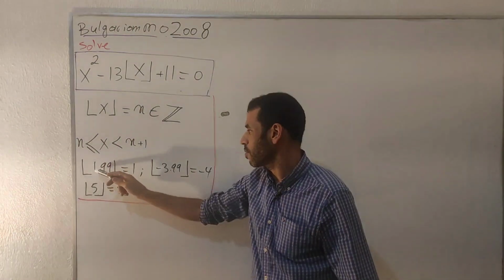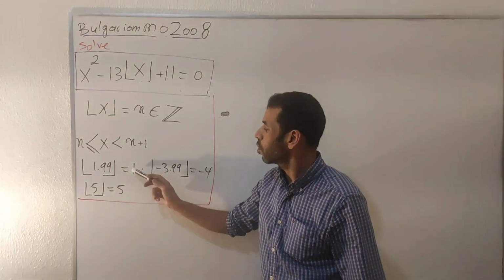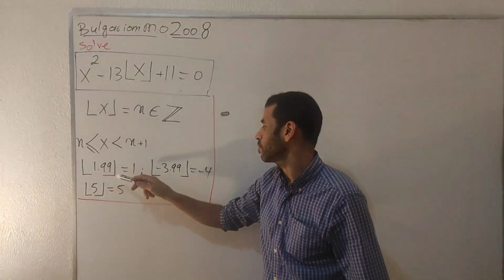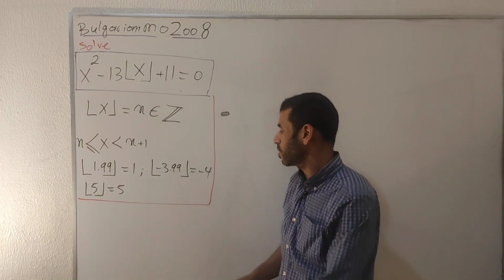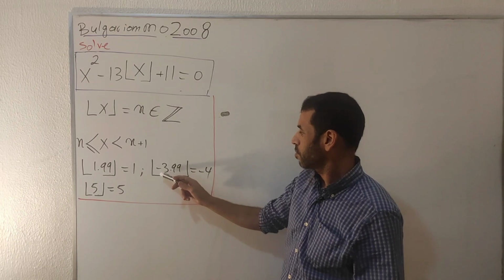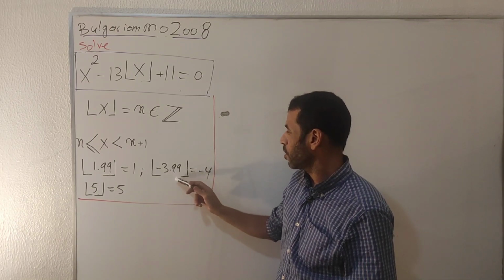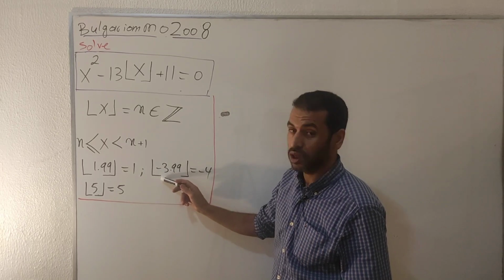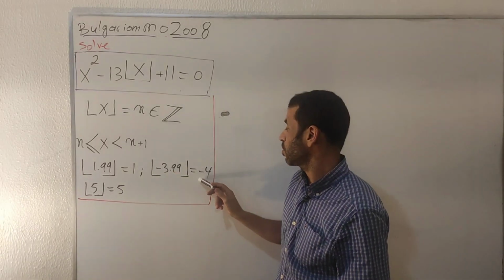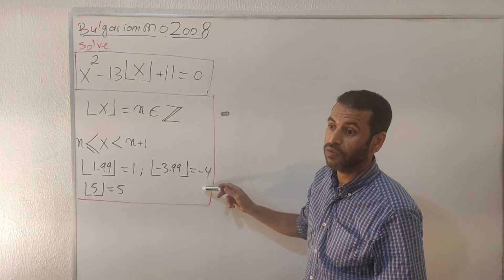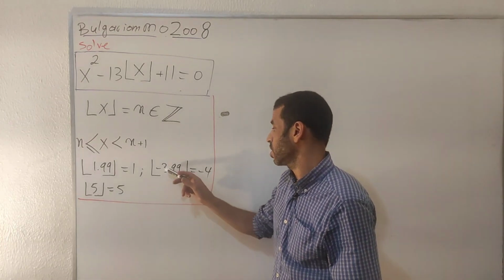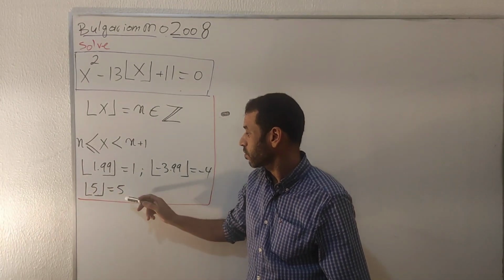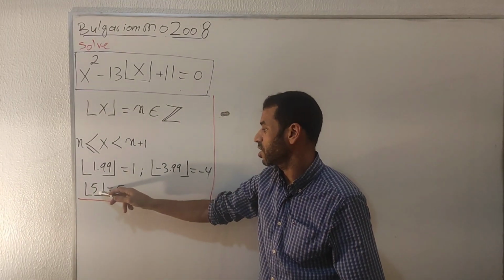The floor of 1.99 equals 1. We are always rounding the number down, to the lowest integer value. For negative numbers it's a little different. If you have minus 3.99, then with a positive number it would go back to 3, but since we have a negative, it's going to minus 4, because minus 4 is the lowest integer value for that one. It's not minus 3, it's minus 4. The floor of 5 equals 5, because x is an integer.